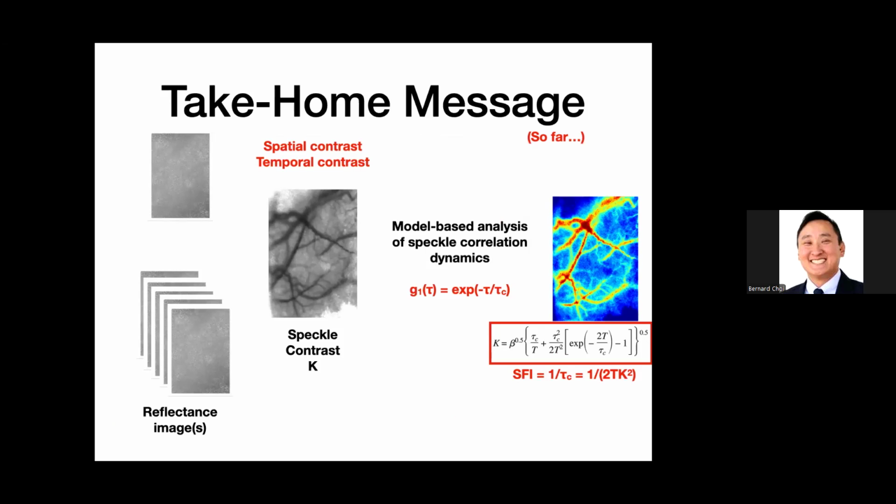So in this case, we're talking about spatial contrast and temporal contrast. Spatial contrast is what we were talking about before. Now we added temporal contrast as another way to get contrast. Obviously, for temporal, you need multiple images. Spatial, you can do with one, or you can do it with multiple.